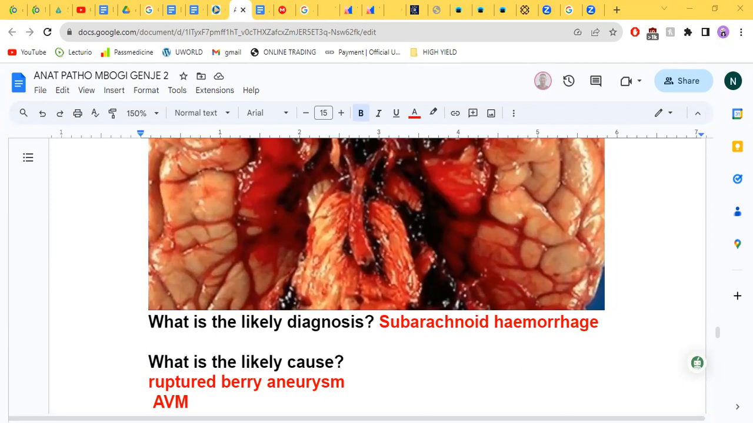Yeah. Which hemorrhage do we call also which experiences thunderclap hemorrhage or thunderclap headache? The subarachnoid. So for this, the patient will come and say they felt the worst headache of their life, a thunderclap headache. Let's move to the next one.